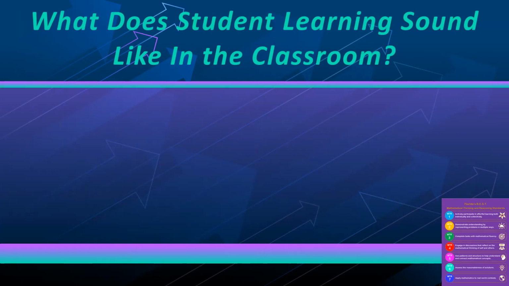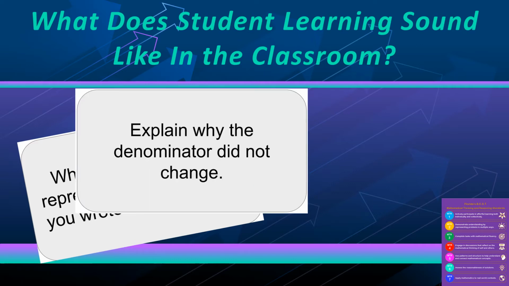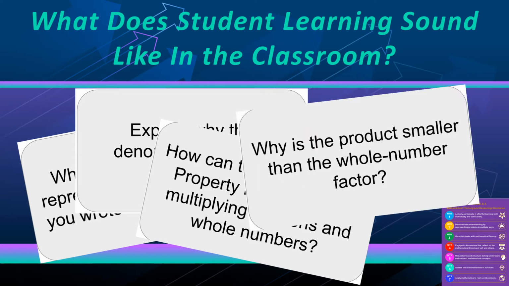What does student learning sound like in the classroom? Here are some math chat cards that can be used for discussion in the classroom. What does the fraction represent in the equations you wrote for each order? Students should be able to tell us what their fractions represent in their equations. Explain why the denominator does not change. When students are finding their answer from their multiplication, they should be able to tell us why the denominator did not change. Students should also be able to tell us about the commutative property and how multiplying fractions and whole numbers is similar to multiplying just whole numbers.